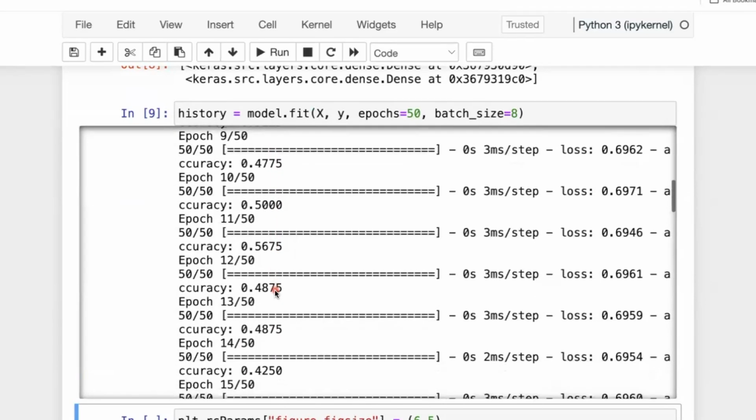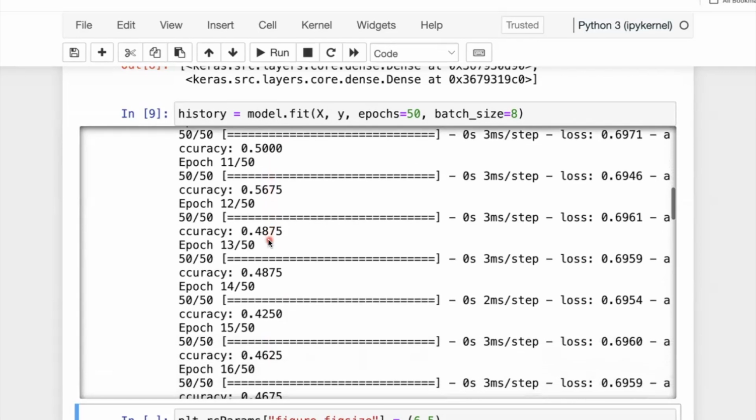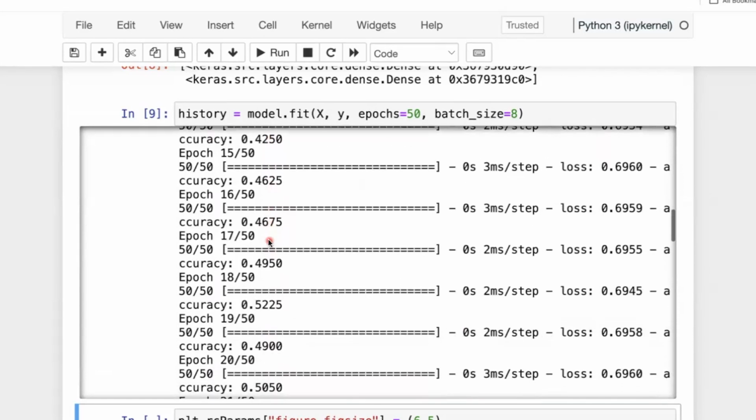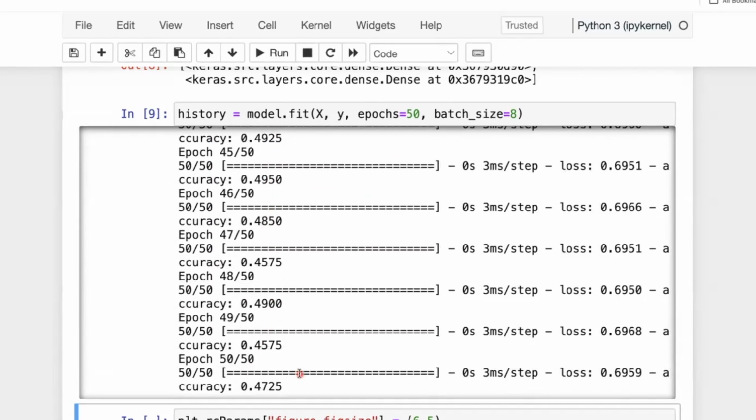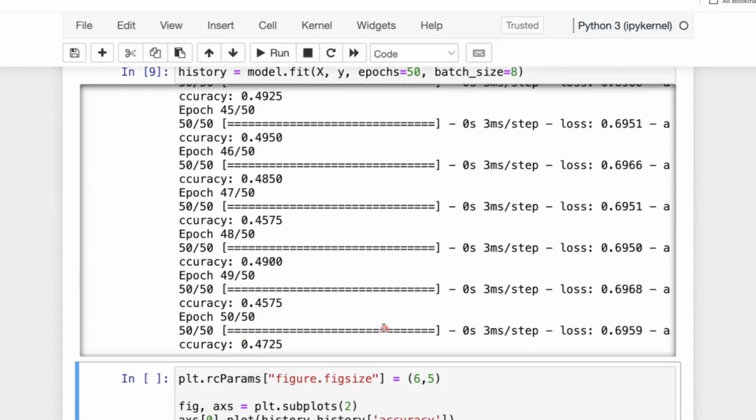And this is not really good, because it's a binary classification problem, meaning that if we just toss or flip a coin, we should be able to get close to 50%. So anything under 50% is really not ideal in this case. But it seems that the training is done, and after the 50 epochs that we set, this is the value of the loss function, and this is our accuracy.